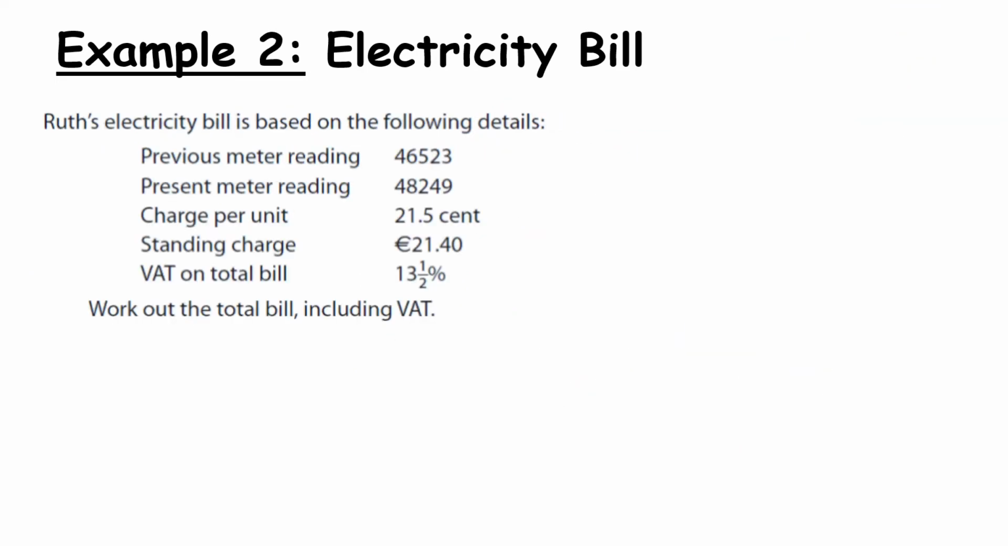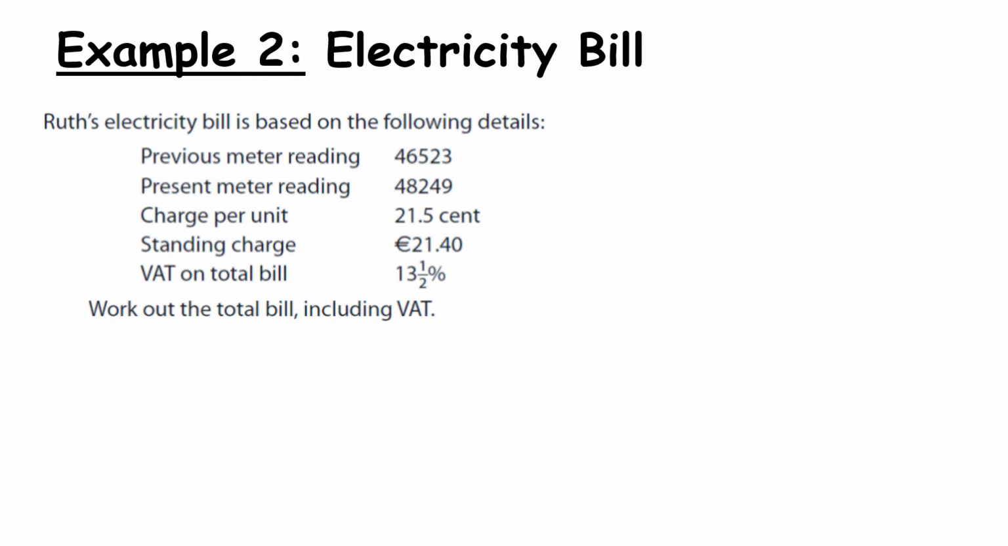Example 2. Ruth's electricity bill is based off the following details. Her previous meter reading is 46,523. Her present meter reading is 48,249. Her charge per unit is 21.5 cents. Her standing charge is 21.40. And the VAT on the total bill is 13.5%. Work out the total bill, including VAT.